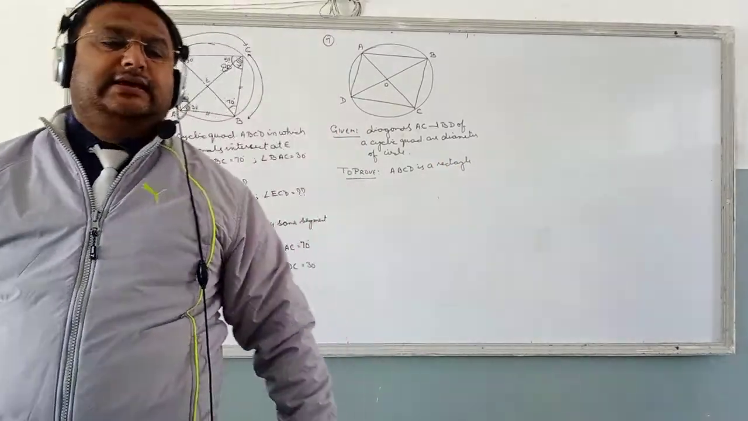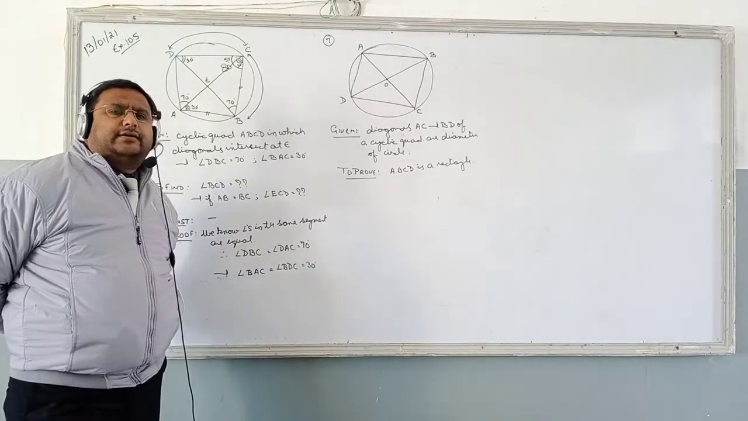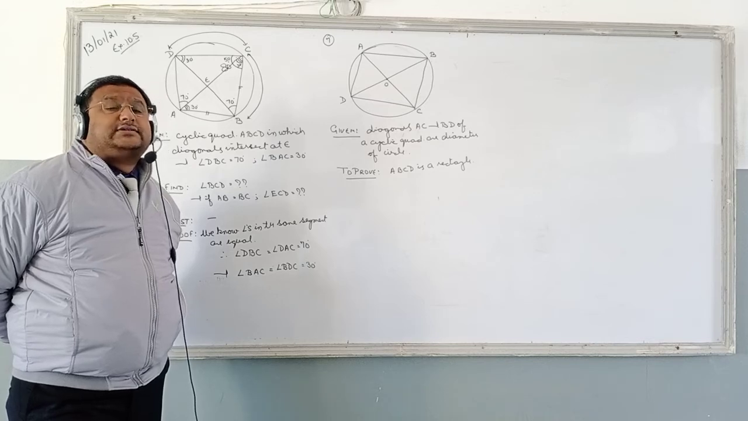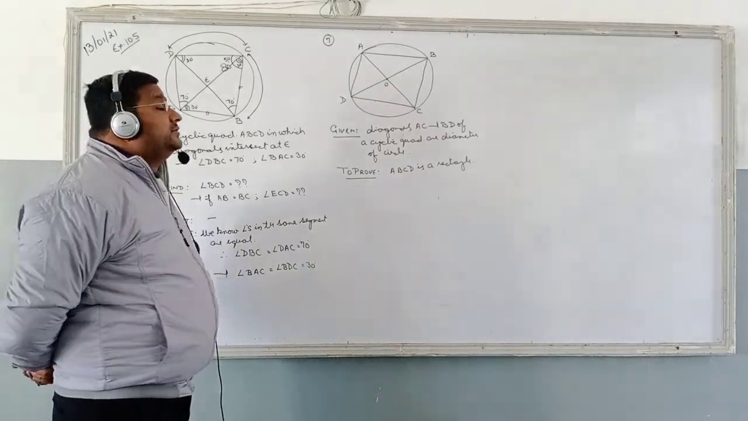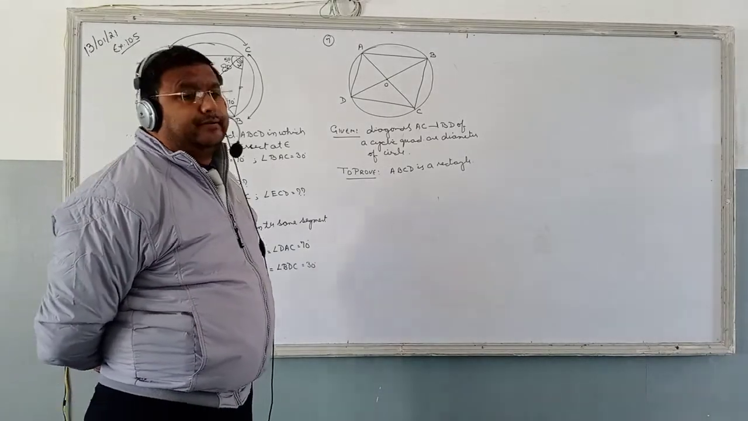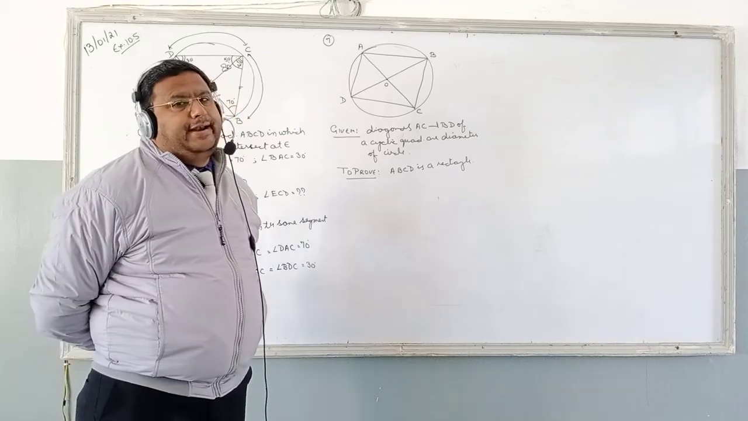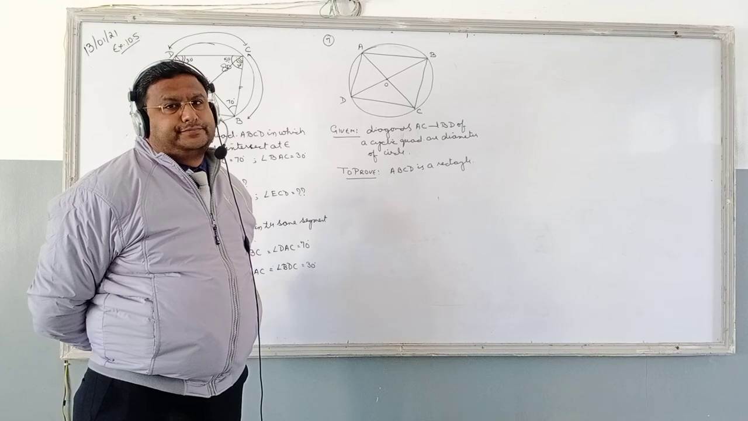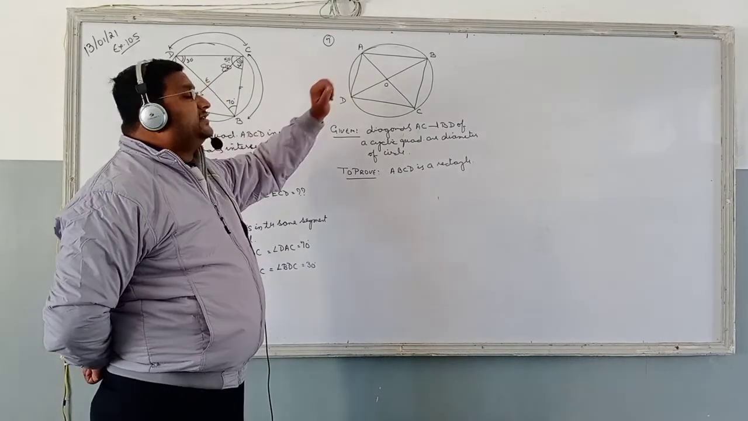ABCD is a rectangle. So what are the properties of it? Number 1, in a rectangle, opposite sides are equal and parallel. Number 2, diagonals of a rectangle are equal. Number 3, the angles at the vertices are 90 degrees. That is what we need to find. So I am giving you this as homework.